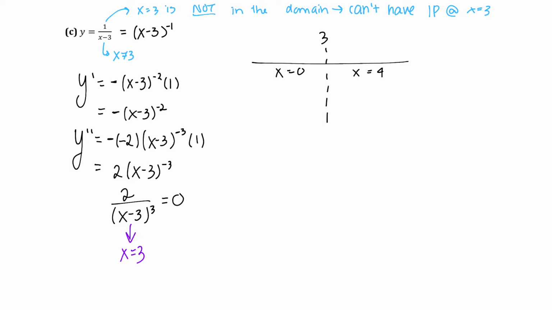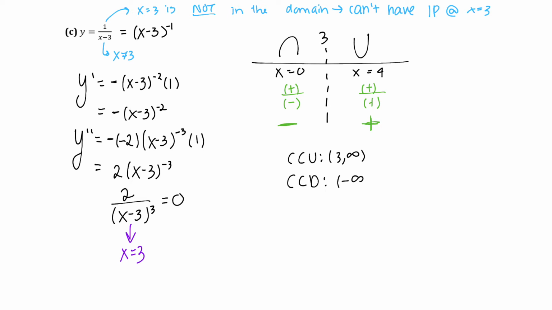Choosing test points and plugging into our second derivative down here. The numerator is positive. And then if you do 0 minus 3, it's negative 3. Negative 3 cubed is negative, and that comes out to be a negative. The numerator here is positive. 4 minus 3 is positive 1. Positive 1 cubed is positive. So this is positive. We are concave down and then concave up. So we are concave up from 3 to infinity. We are concave down from negative infinity to 3.